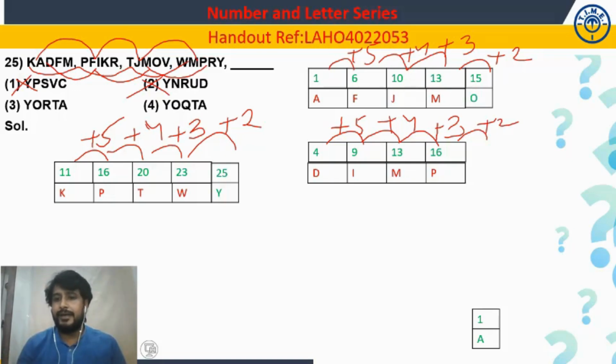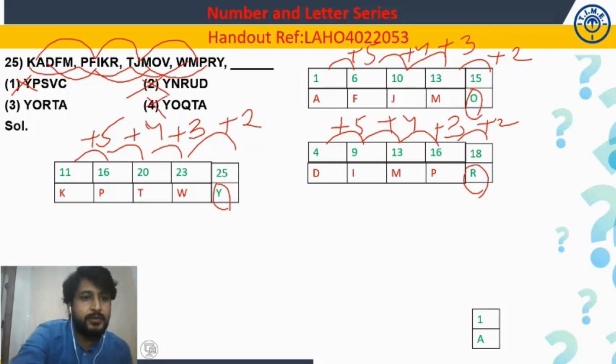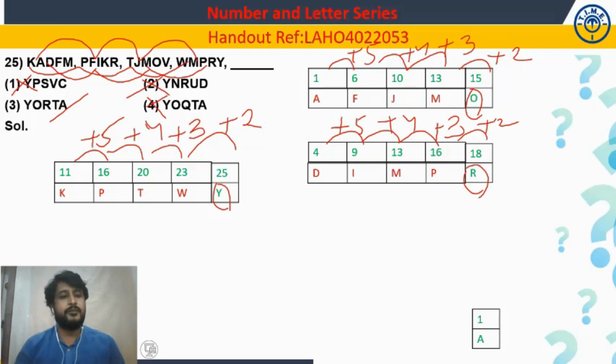Which letter place value is 18? Y, O, or Y, O, or. How many options are with Y, O, or? Only one option. Which option? Third option. So my answer will definitely be the third option. But here we'll discuss the remaining two sets of letters also.